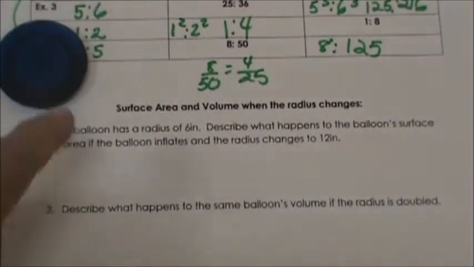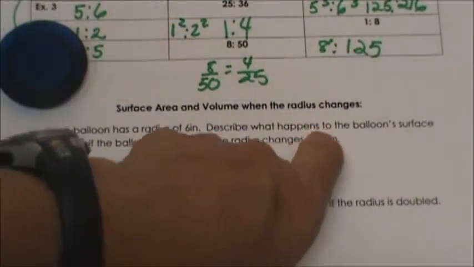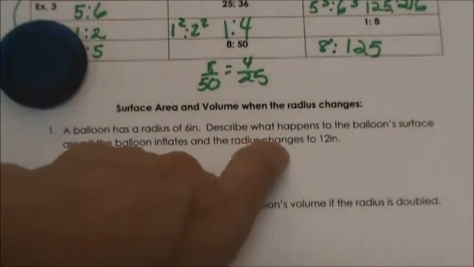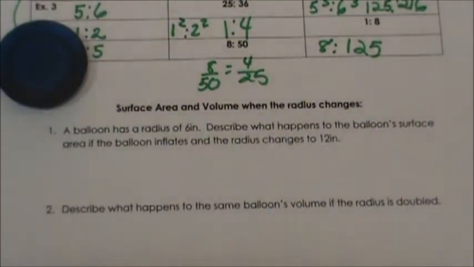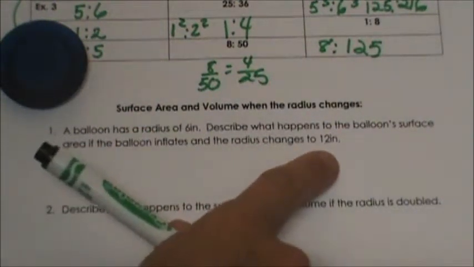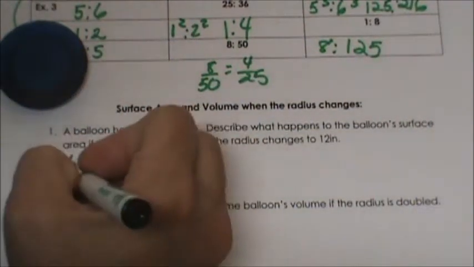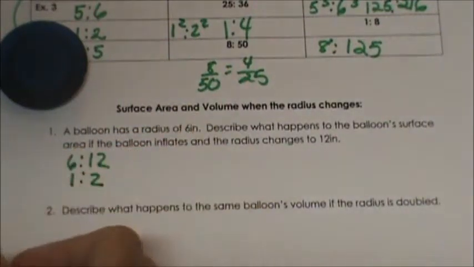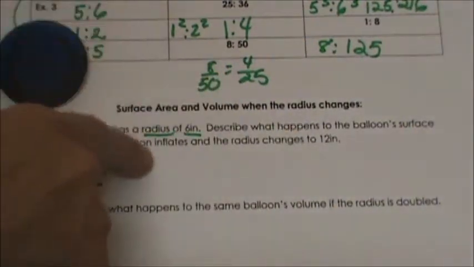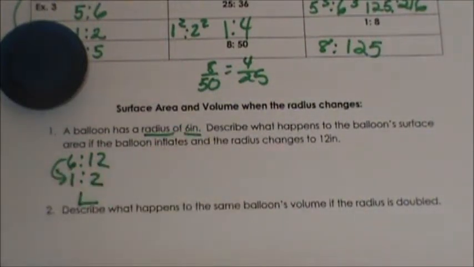Okay, the first one. A balloon has a radius of 6. Describe what happens to the balloon's surface area if the balloon inflates and the radius changes to 12. So what type of ratio is the original balloon, and then once it's blown up, in 6 inches to 12 inches? So it's in a 1 to 2 ratio once we reduce it. And that is a radius, so that means we're on this linear column. We know that the linear measurement is a 1 to 2 ratio.